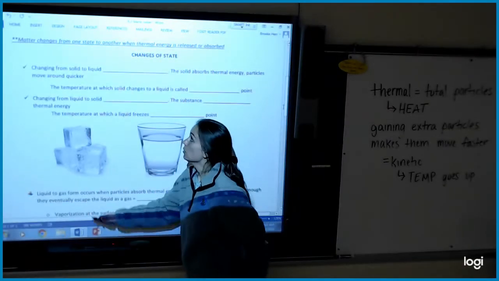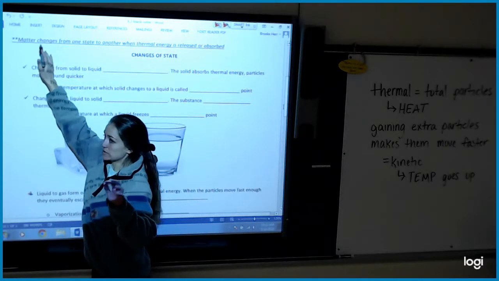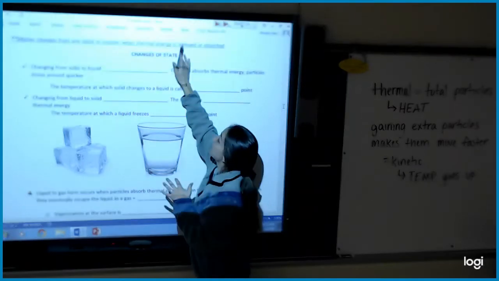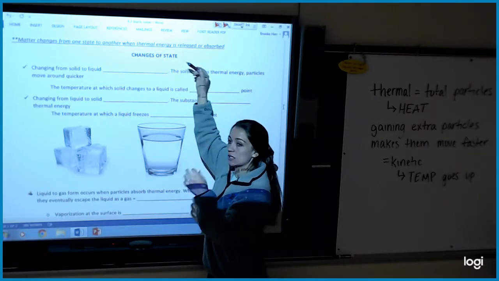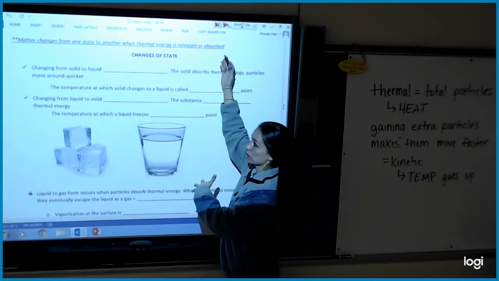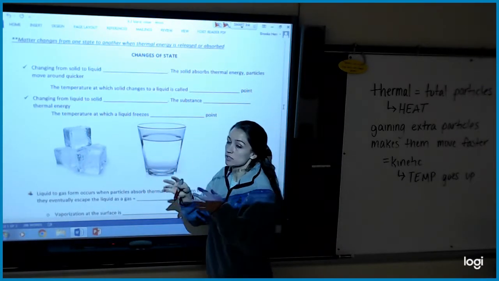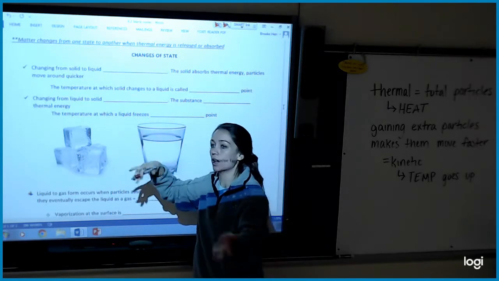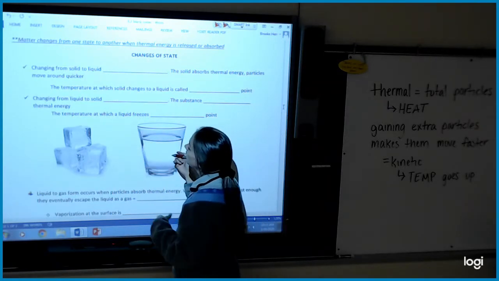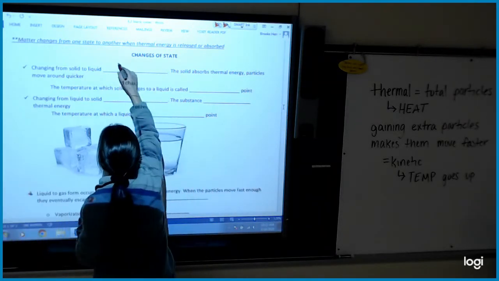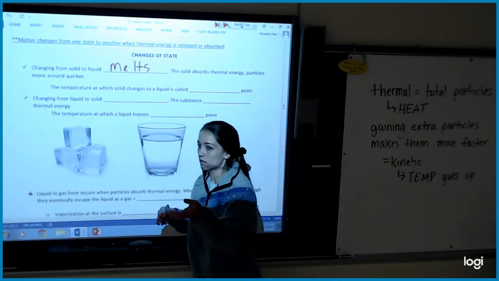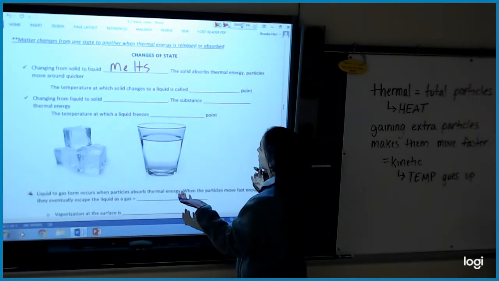Okay, so matter, solids, liquids, gases, will change from one state to another if it releases or loses thermal energy, and also if it gains or absorbs thermal energy. So we're going to talk about the different conversions. Obviously the easiest one is going from a solid to a liquid. If something goes from a solid to a liquid, then it melts, right? Like the ice cube in your hand. It was a solid, then it melts into a liquid.